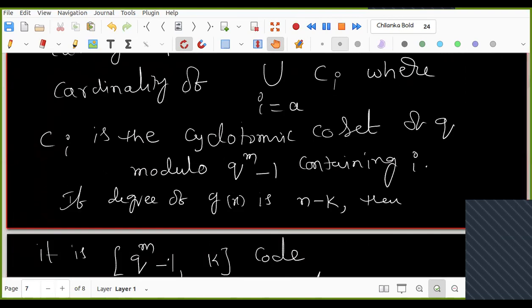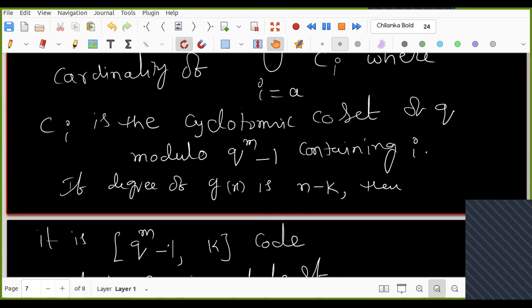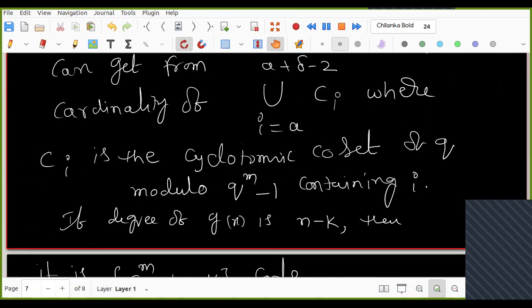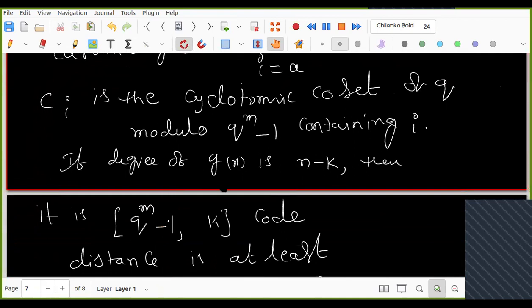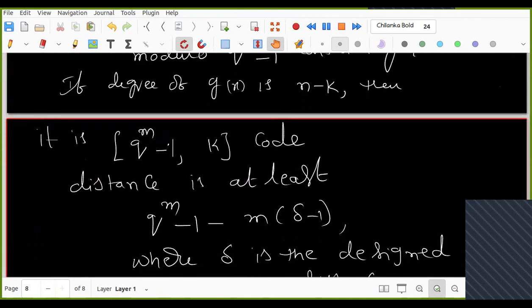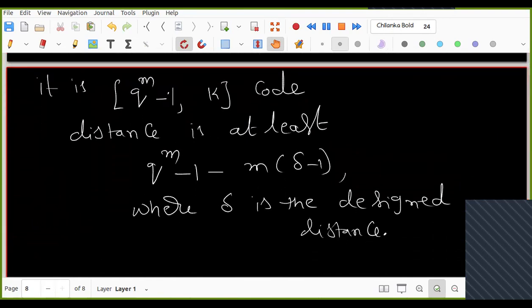Beautiful, actually. Whatever comes depends upon the alphas and where you are working; it depends on many parameters. But once I have this cardinality, the degree of g(x) is exactly n minus k. If it's n minus k, then it is a cyclic code. Now the distance is at least q^m minus 1 minus m times delta minus 1, where delta is the designated distance.